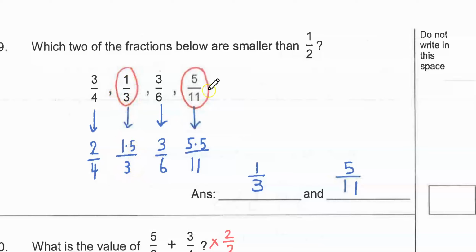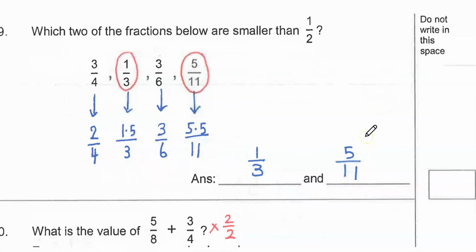Okay, same for here. 5 over 11 is smaller than half of 11, which is 5.5. Alright, so 5 over 11 is smaller than half. So the answer is 1/3 and 5 over 11.